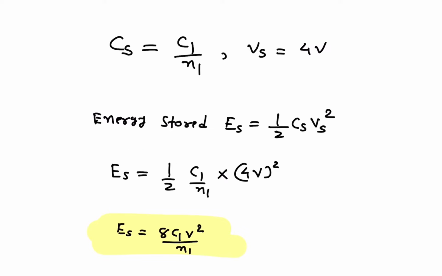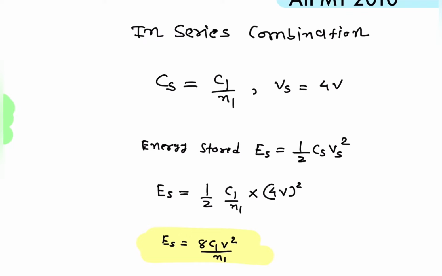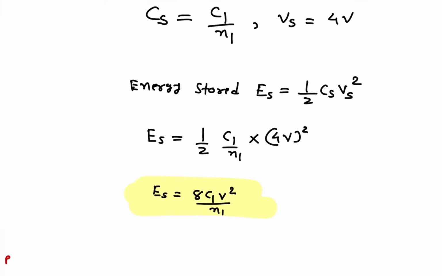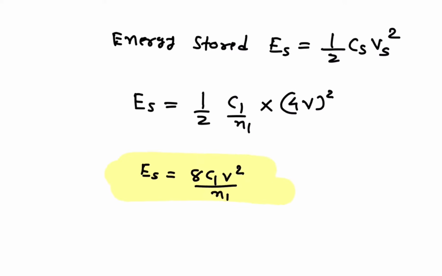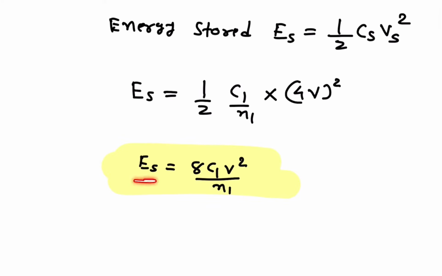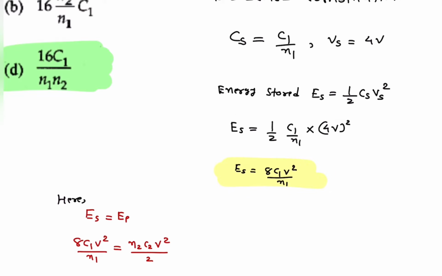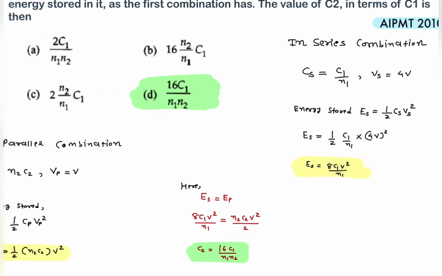ES is equal to 1 half CV square, so 1 half CS into Vs square, where CS is C1 upon N1 and Vs is 4 volt. So ES is equal to 1 half C1 by N1, and in place of Vs square we put 4 volt whole square. That means the energy stored in the series combination ES is equal to 8 times C1 V square upon N1. That is equation number 1.